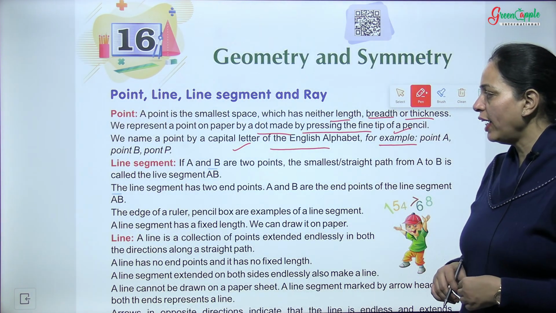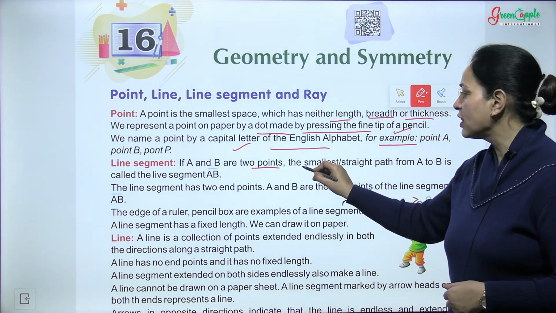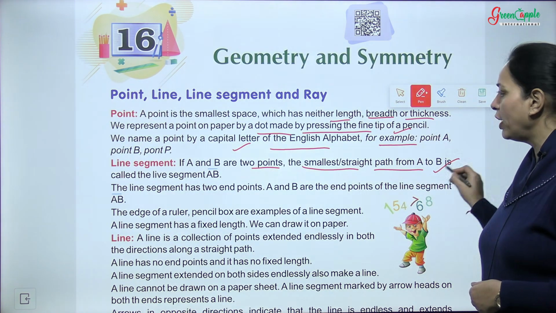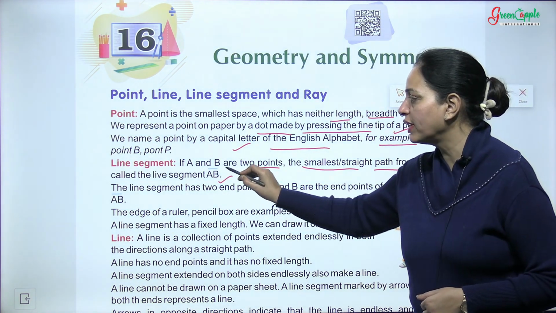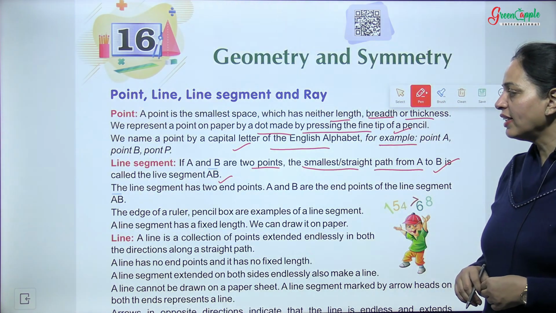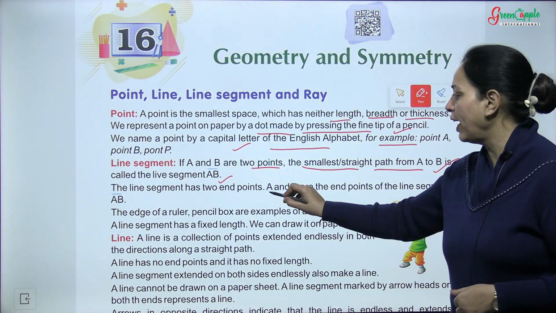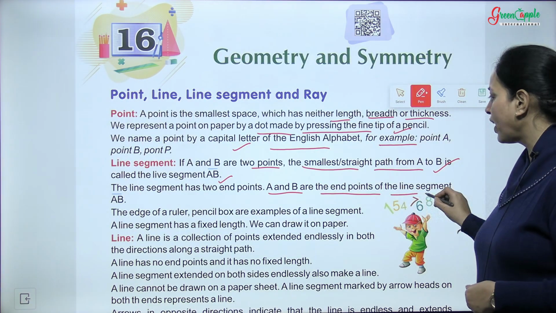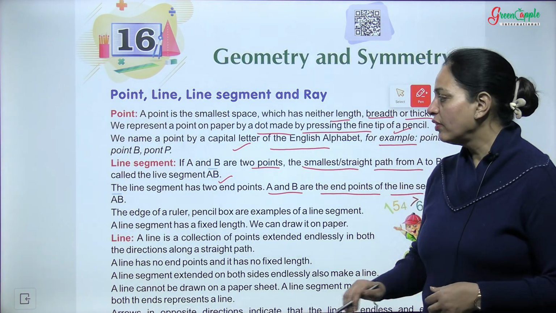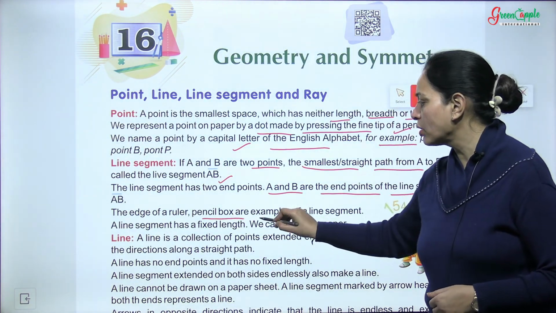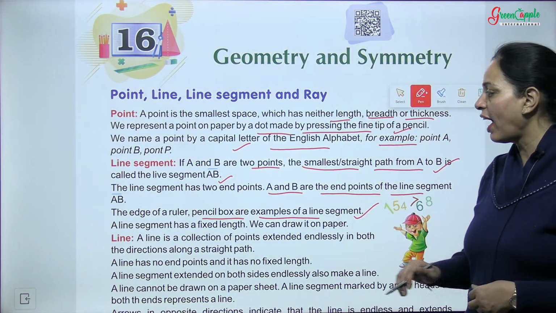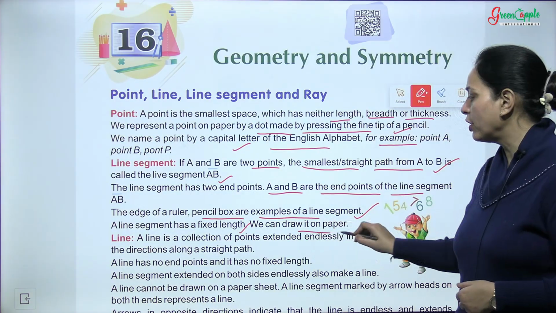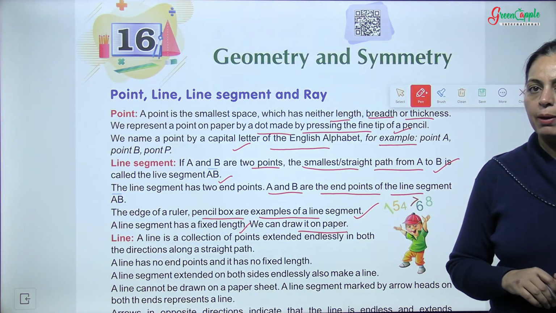Line segment. If A and B are 2 points, the smallest straight path from A to B is called the line segment AB. How can we write it? Like this. The line segment has 2 endpoints. A and B are the endpoints of the line segment AB. The edge of a ruler or a pencil box are examples of a line segment. A line segment has a fixed length. We can draw it on a paper.